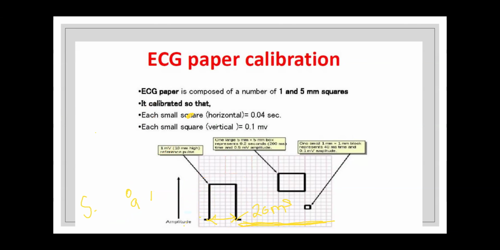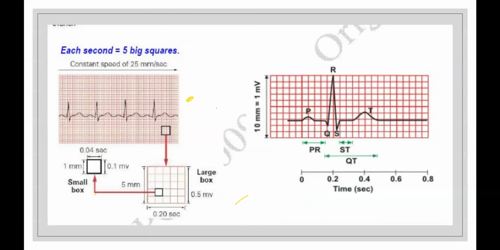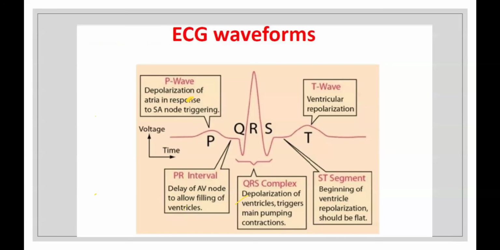So we will see why this is very important in the coming up ECGs. Now, this is again the same thing which I discussed. It will tell you that one box is equal to 0.1 millivolt in the vertical direction, and speed wise it is equal to 0.04 seconds. Okay. Now, when we talk about ECG, what do we look at basically.